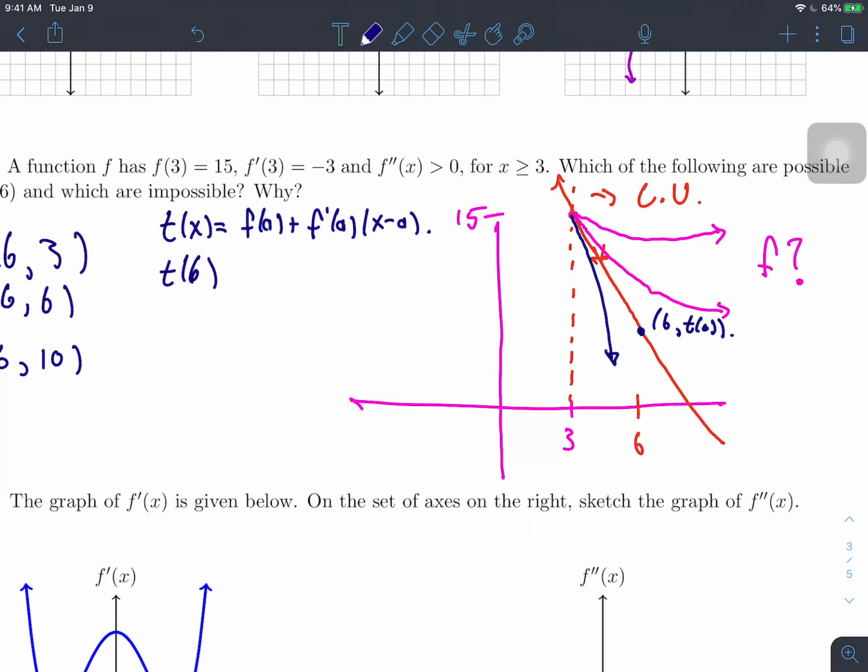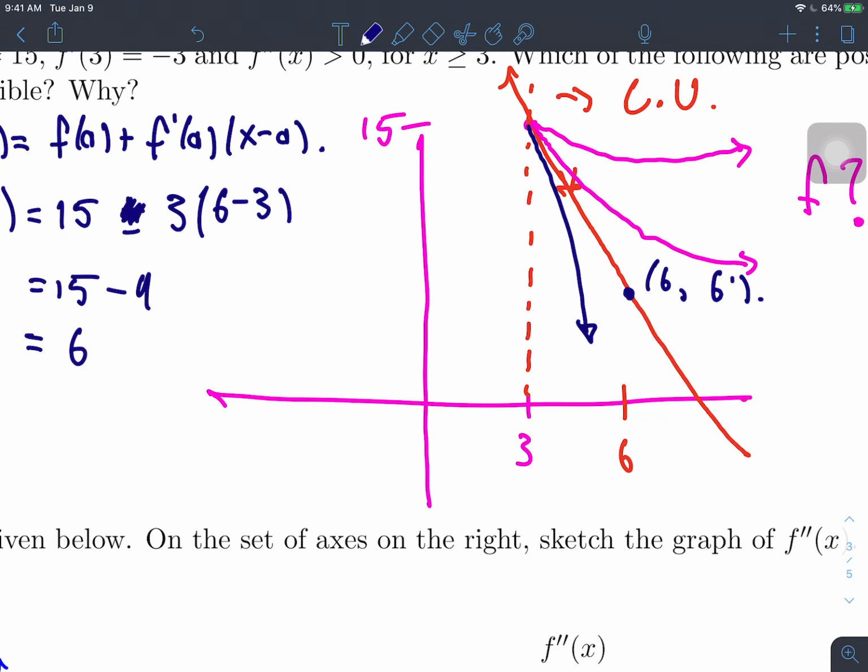is 15, plus f prime of a, that's negative 3. So really we should have minus 3 times, well, if x is 6 and a is 3, we've got that. So we get 15 minus 3 times 3, which is 9. So T of 6 is equal to 6. Bam. I'll replace this T of 6 with a 6. So this is the point (6, 6).